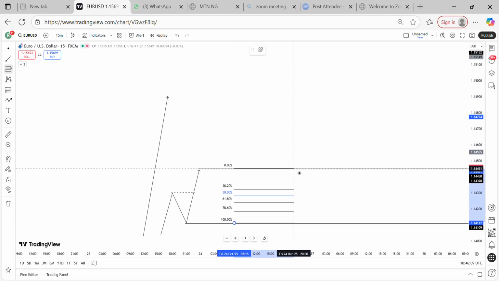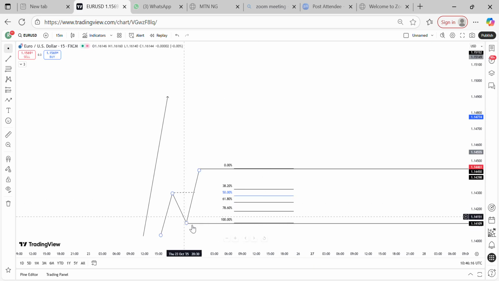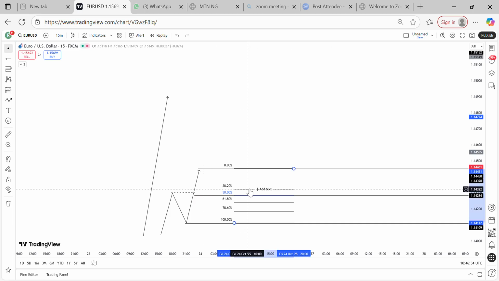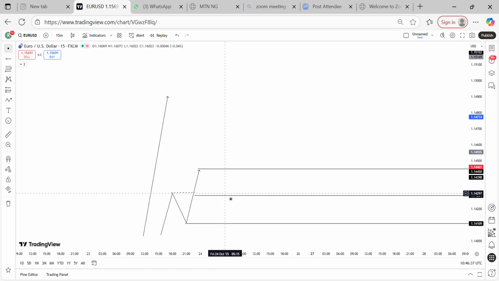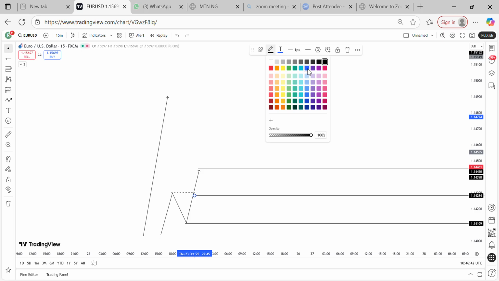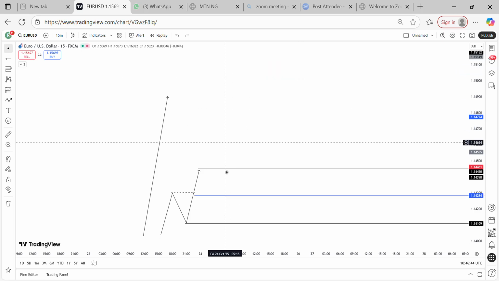This is 6 minutes already to this point. Then you mark 50% of this total move. The total move from this point to this point, you mark your 50%. Look at 50% here. Then you remove this noise from there, right? You can change this 50% line to blue. Now we have gotten a new trading range.